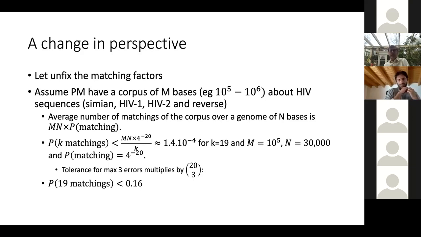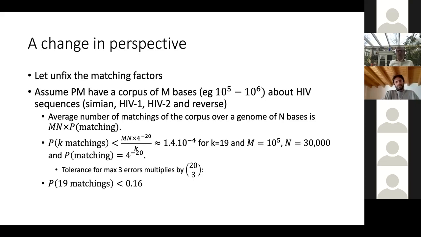And you see in this case that the probability is not that small. If you forget about errors, you have something which is 10 to the minus 4. And if you allow errors, which is basically the case, then there are never perfect matches. There are some which are perfect, but most of them have errors. And with a maximum of 3 errors, you multiply by this binomial, you get to a probability to have 19 matching of 0.16.